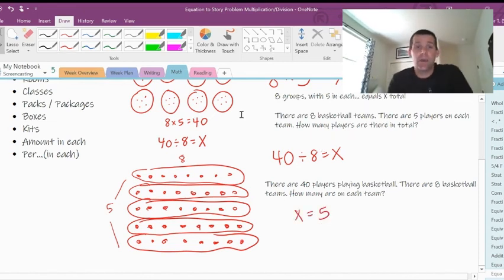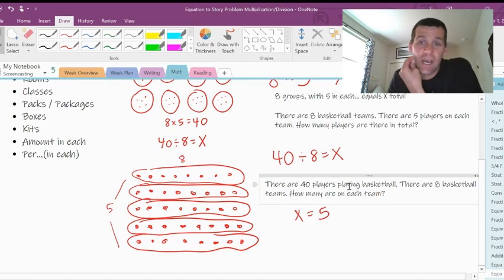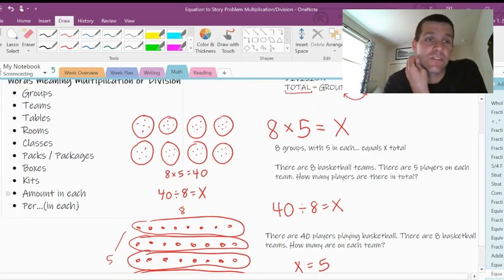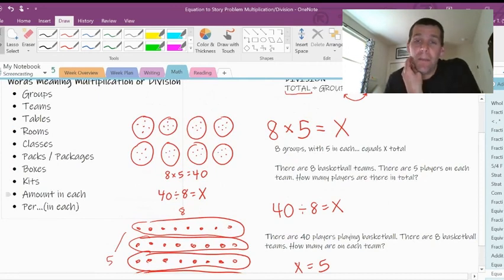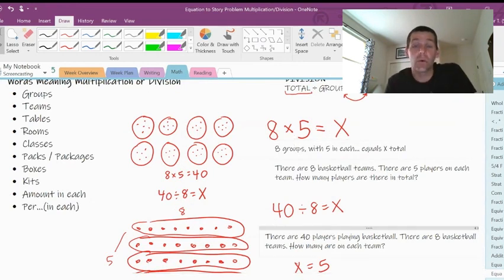You want to be thinking about what your equation is, what your context is going to be, whether you're going to use classes or rooms, tables, groups, teams, packages, and then try your hand at turning that equation into a story or word problem.